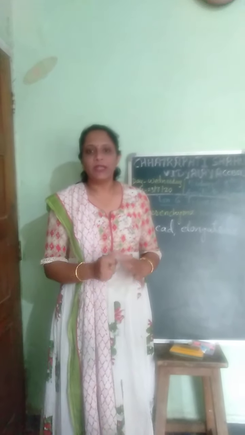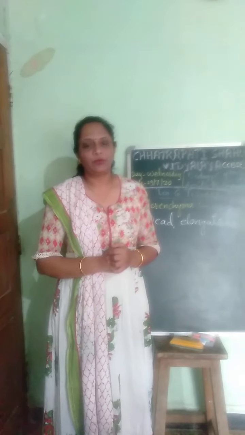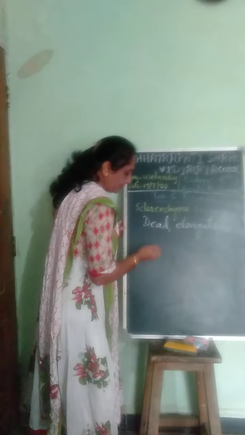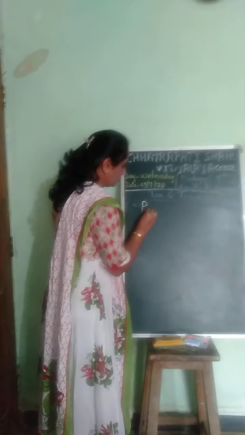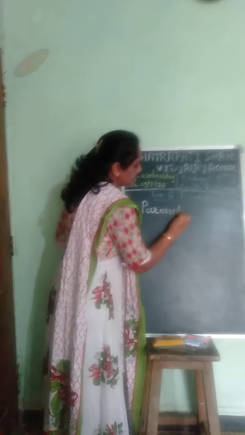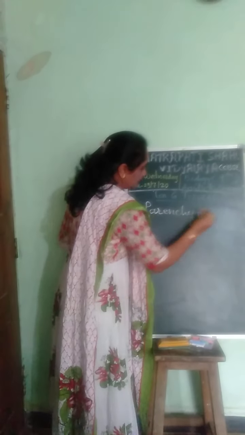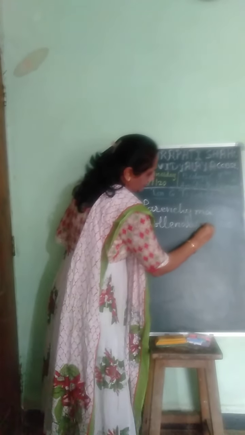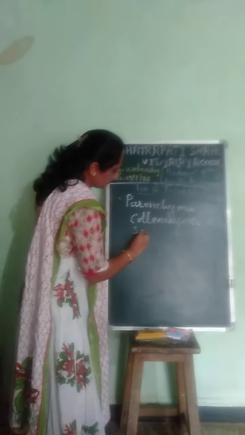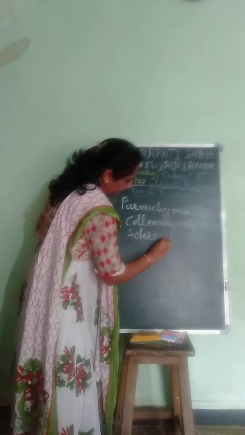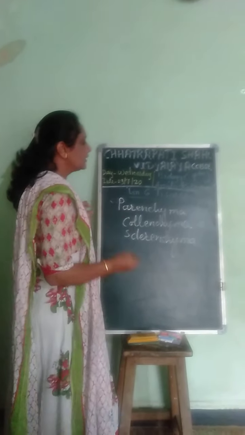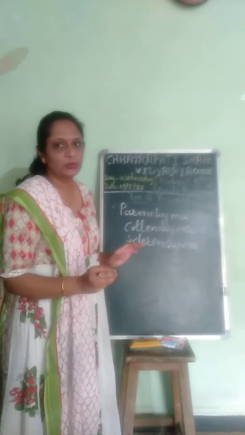I hope you understood all these three types of simple permanent tissues. First is parenchyma. Second is collenchyma. And third is sclerenchyma. So these are the three types of simple permanent tissues.